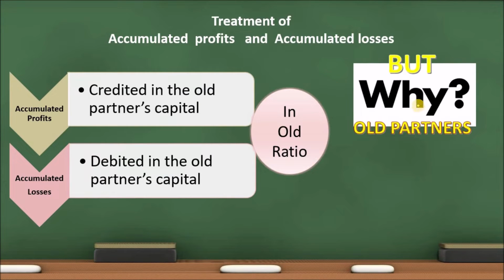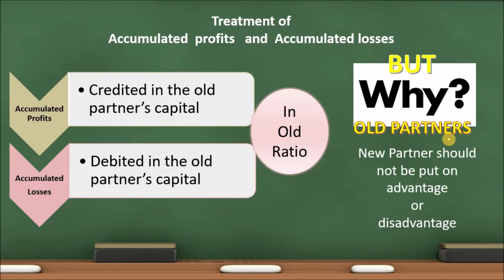Now the other question is why it is distributed among old partners and not among the new partners. The reason is whenever there is an admission of a new partner, we don't have to put the new partner at an advantage or disadvantage. So before he comes into the partnership, all the accumulated profits and losses which are there in the balance sheet are distributed among old partners in old ratio.